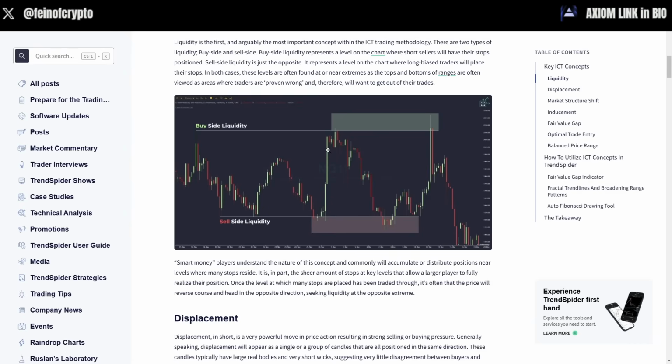And it's very simple, and it should be the #1 framework that you use in order to be getting in and out of trades, as well as determining bias.